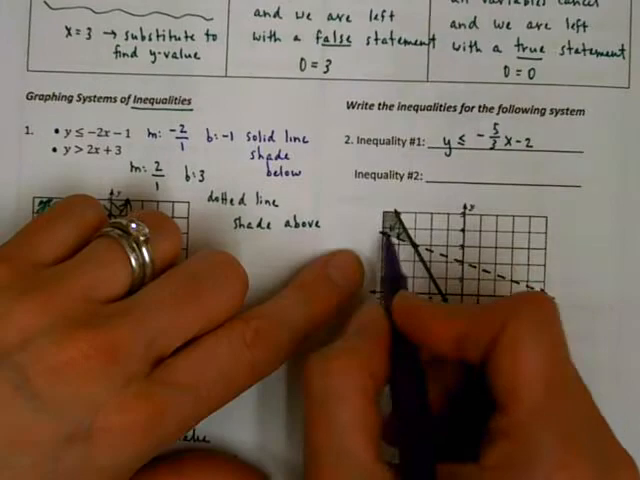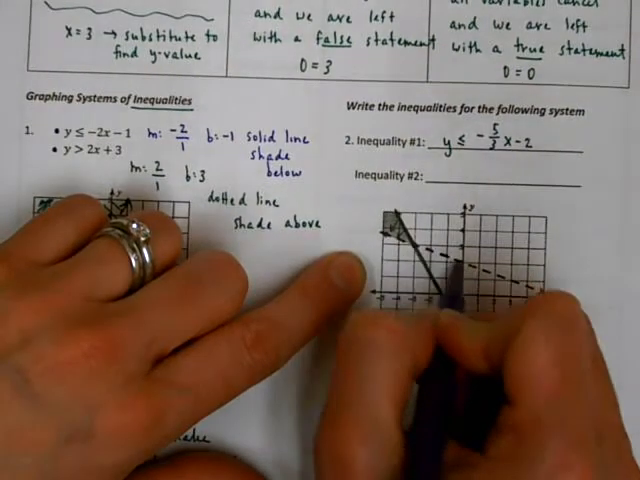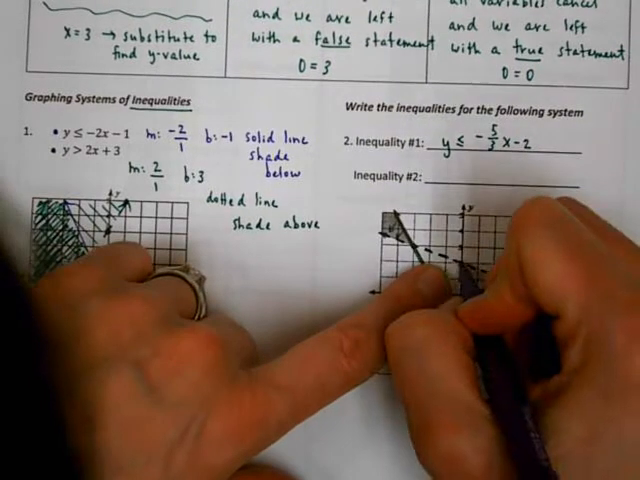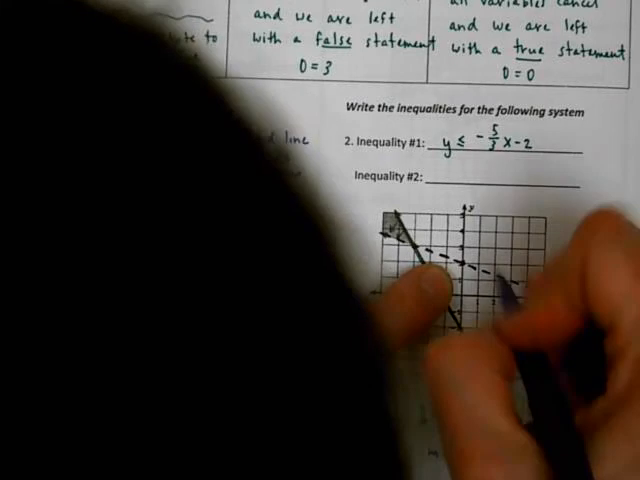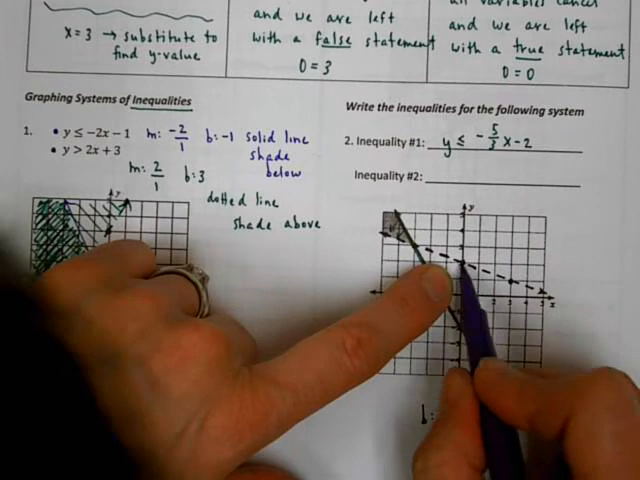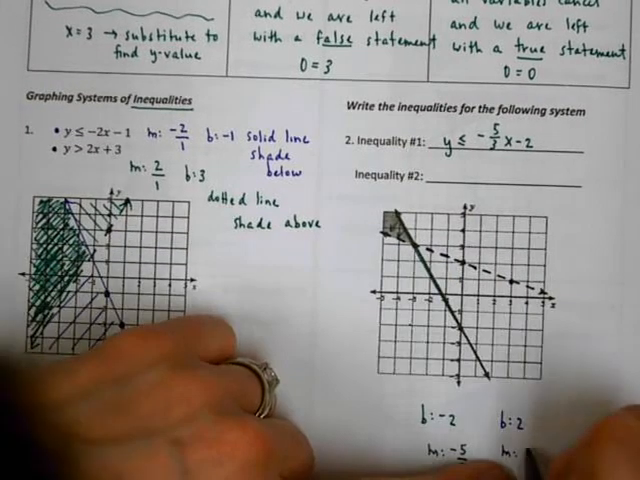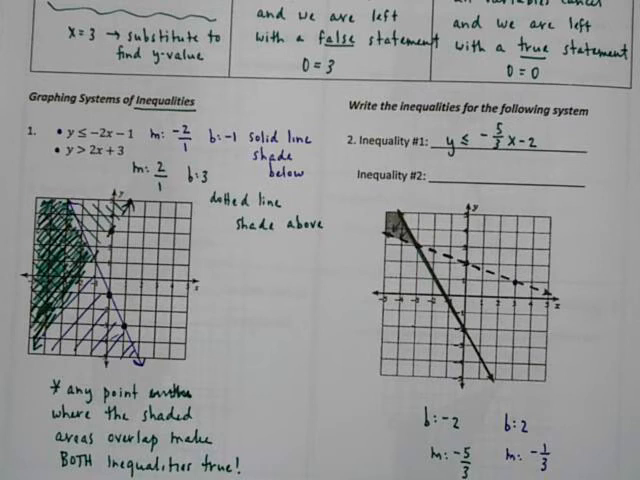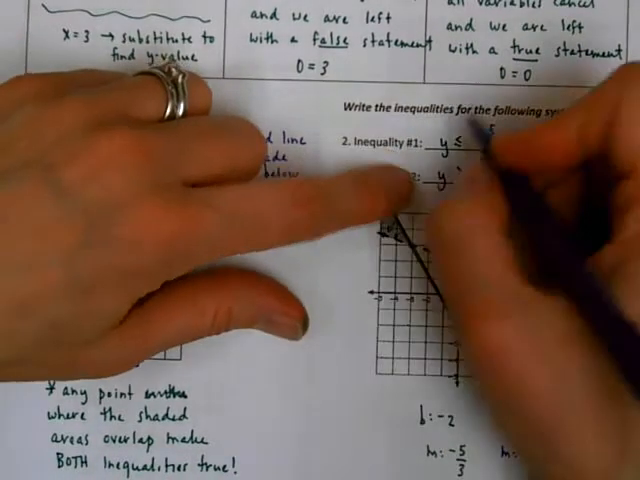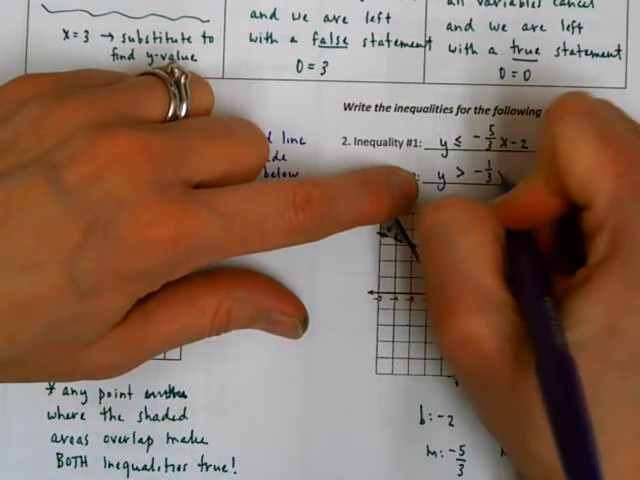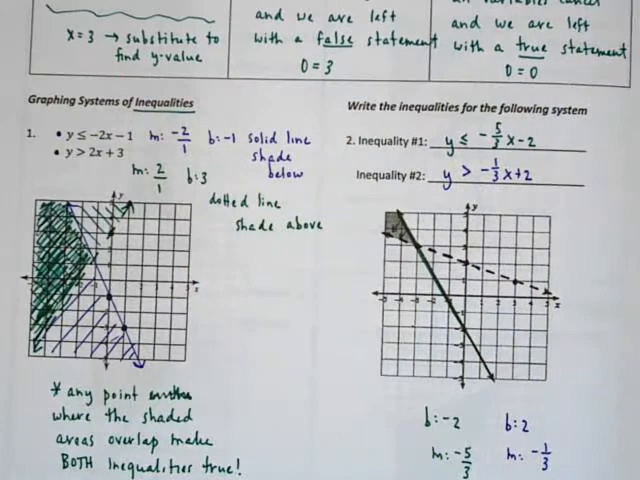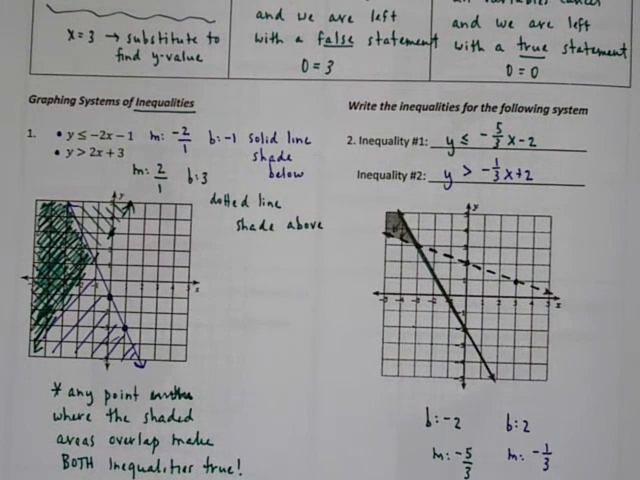Now for my second line here, my dotted line, it looks like my y-intercept is a +2. So there's 1 point. And it looks like another nice point is here. So my slope is negative again, -1 over 3. In this case, I'm shading above, so I know I have y greater than -1/3 x plus 2. And since it's dotted, it's going to stay strictly greater than, not greater than or equal to.